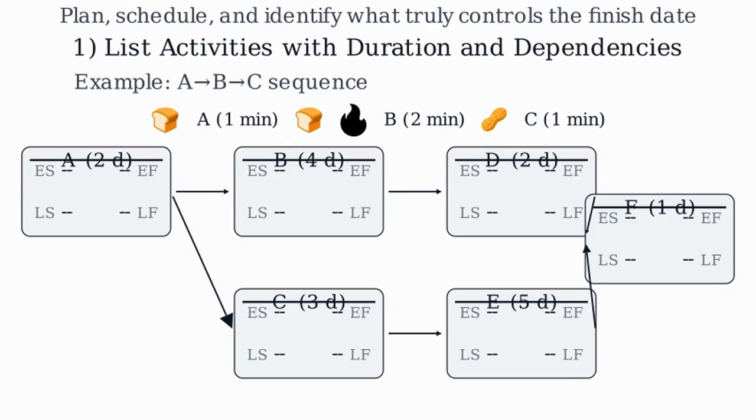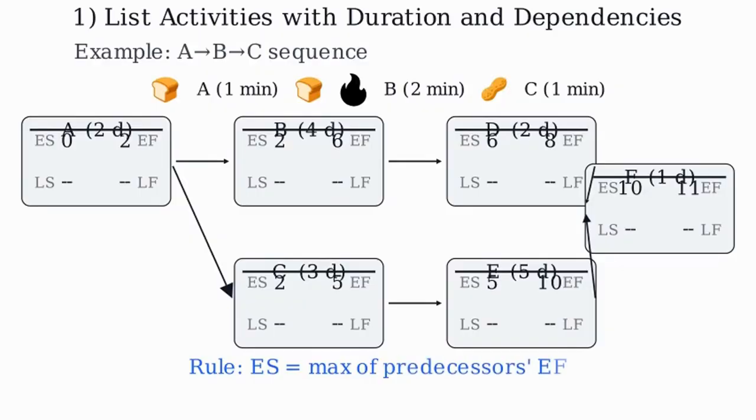We will place each activity inside a node that has 4 numbers. Earliest start, earliest finish, latest start, and latest finish. First, the forward pass computes the earliest times. The earliest start of any activity is the maximum of the earliest finishes of its predecessors. The earliest finish equals earliest start plus duration. Let us fill these in from left to right.